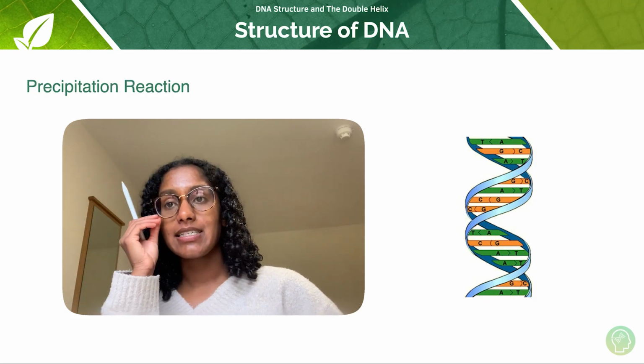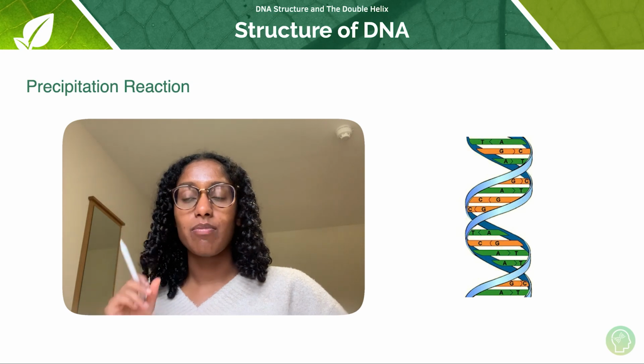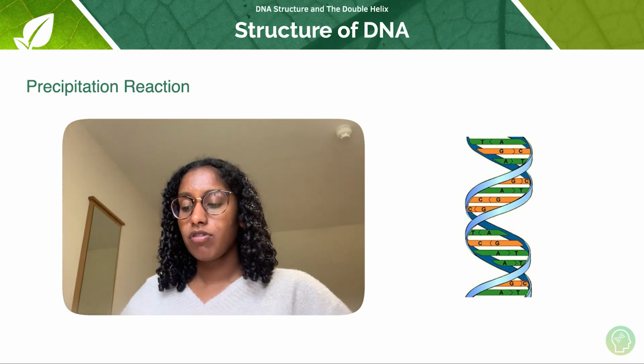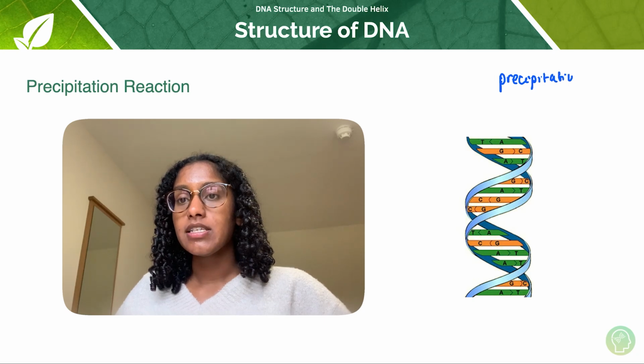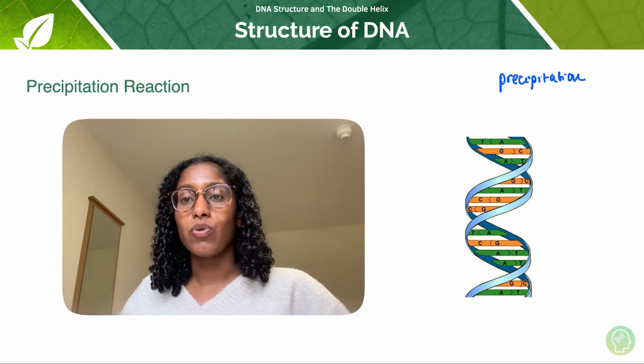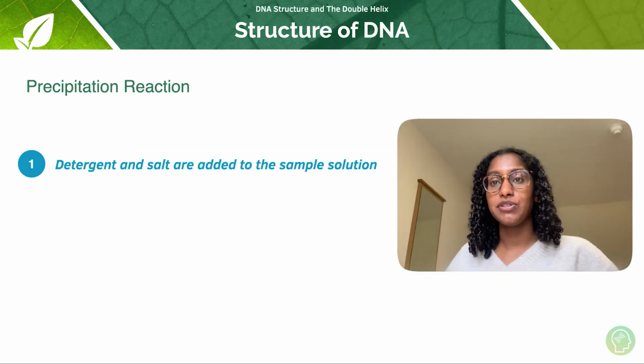Now, the nucleic acids from different biological samples can be purified through a reaction that we call a precipitation reaction. So this involves breaking down the cells in the sample and causing the DNA to precipitate so that it can be separated from the rest of the solution. So let's talk about how we can do that.